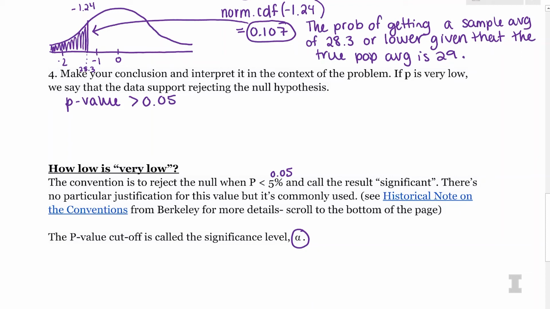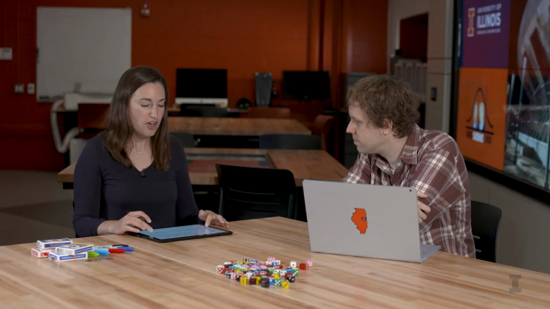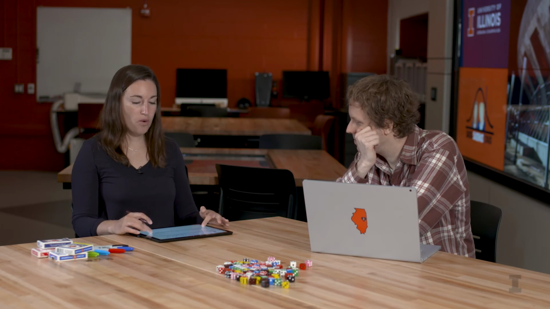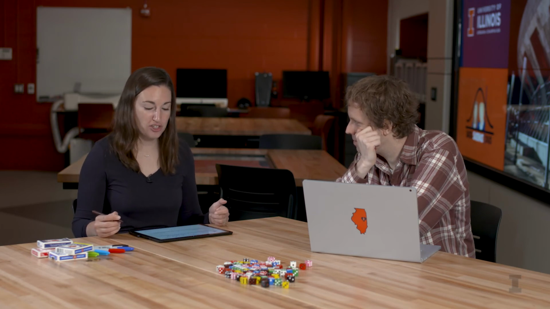So it says if p is low, then we support rejecting the null hypothesis. So I always like to think that if p is 5 or below, or 0.05, depending on what unit you're in, we are going to reject the null hypothesis. So we're going to say there is not evidence of the null. Instead, there's evidence of the alternative. But in our case, we don't see that, right? Nope, our p-value is bigger than 0.05. So that means we're not going to reject the null hypothesis.